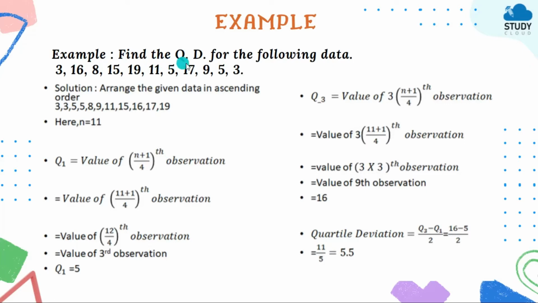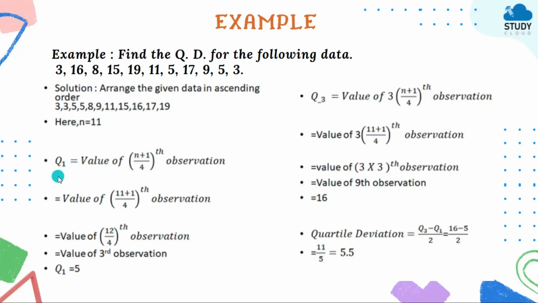Find the quartile deviation for the following data. Now here the data is given to you. In chapter 1, we have studied how we are going to find quartile 1, quartile 2, quartile 3. In the same way, we are going to find quartile 1 and quartile 3 here. So the first step is to arrange the data in ascending order. So this is the way we will arrange the entire set of data in ascending order. Now here n, the number of observations, if you see, is 11.